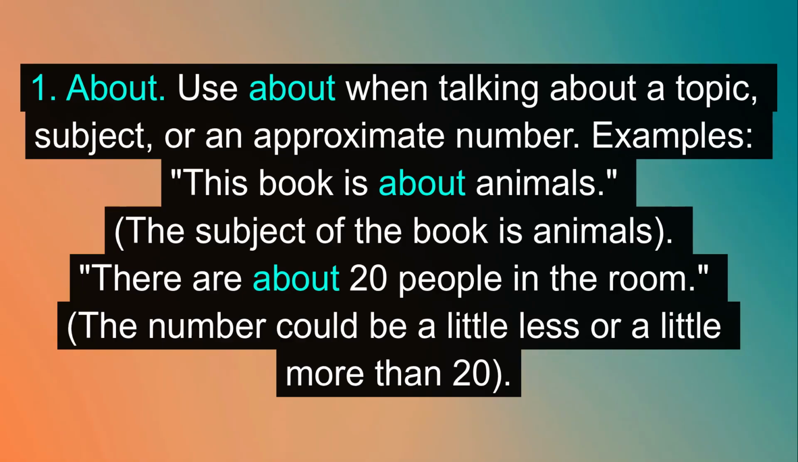Section 1. About. Use about when talking about a topic, subject, or an approximate number. Examples. This book is about animals. The subject of the book is animals. There are about 20 people in the room. The number could be a little less or a little more than 20.